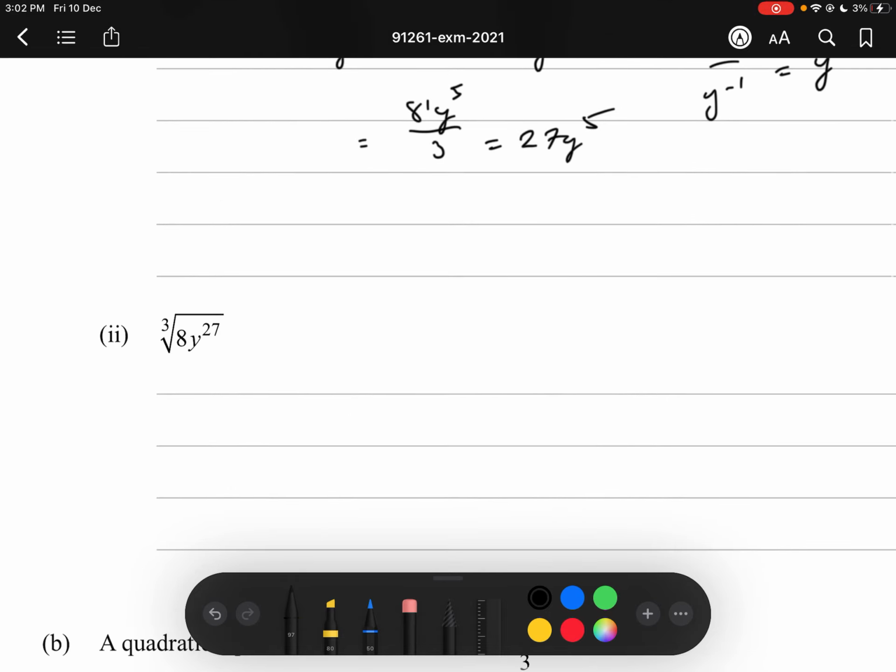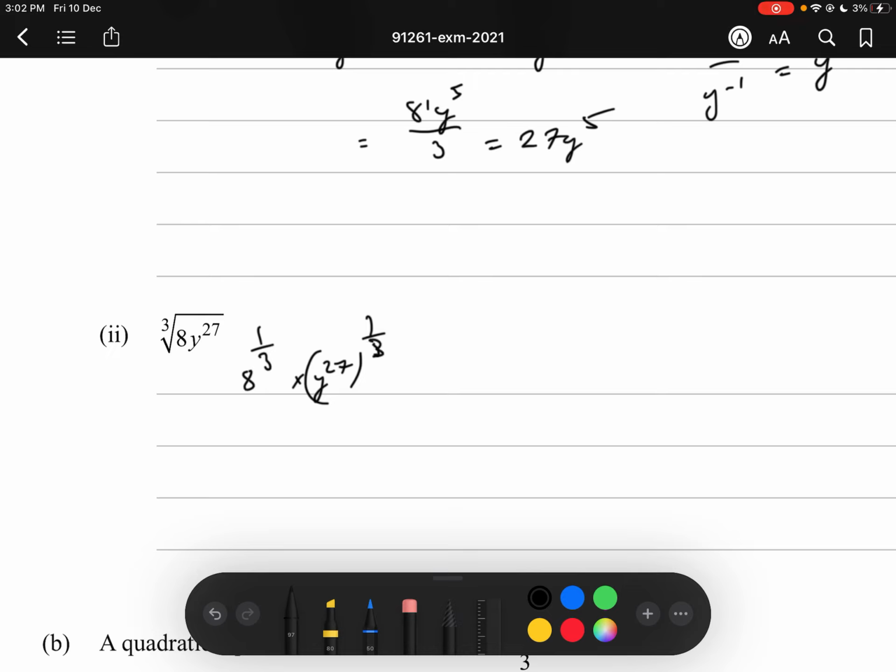Alright, so question number 2. We have 8 times y to the power of 27, all under the cube root. So this is just saying that something multiplied by itself 3 times is going to give us 8 times y to the power of 27. In this case, we're just going to take everything inside the cube root into the 1/3 power. So we have 8 to the power of 1 over 3 times y to the power of 27 to the power of 1 over 3.